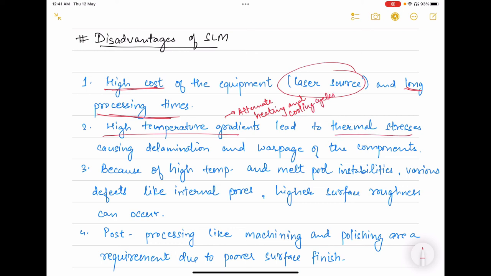These lead to thermal stresses causing delamination, that is, one layer. The two layers that are fused together break off from each other, that is delamination, and warpage of the component, that is curling of the components at the base.